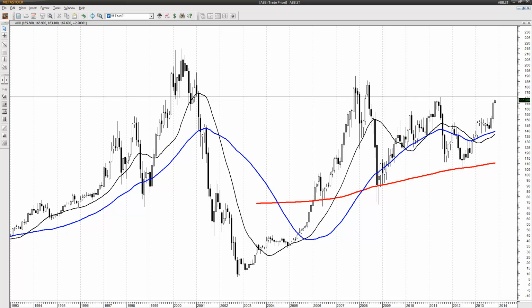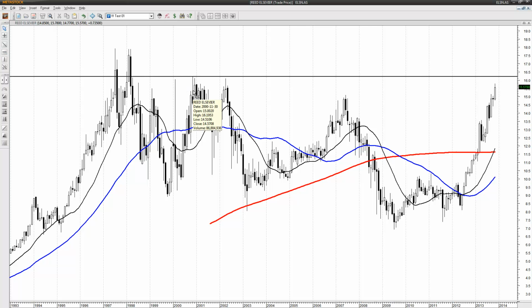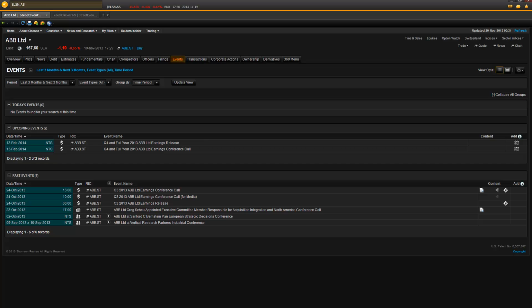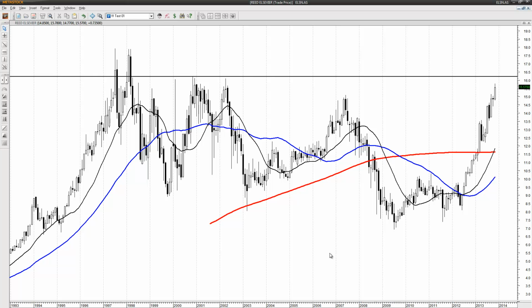Okay, next chart that I put in a short sell limit order for is Reed Elsevier from the Amsterdam Stock Exchange. You have several peaks here, and I use the highest of them, from the year 2000, and you have a print of 16 euro and 19 cent. That's the level I put in, and also look for any new earnings coming up for that stock.